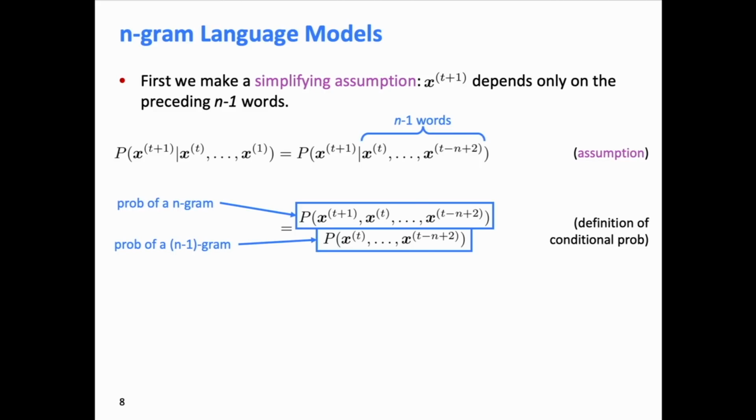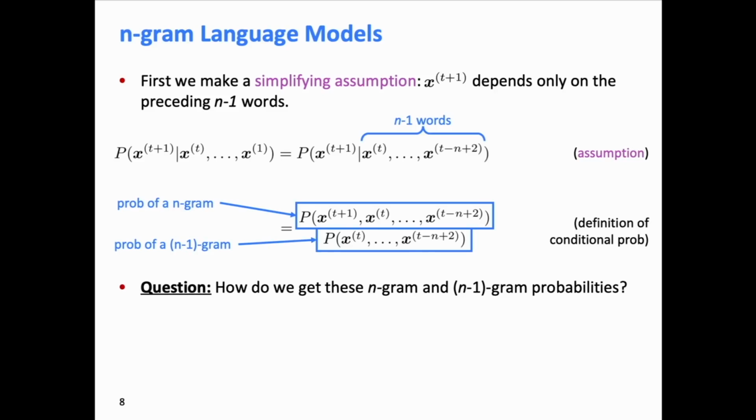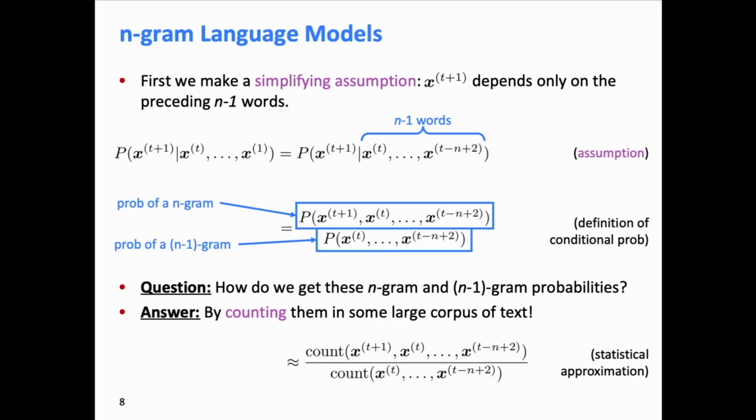Okay, so that's the definition of the probability of the next word, but the question remains, how do we get all of these n-gram and n minus 1 gram probabilities? The answer is we're going to get them by counting them in some large corpus of text. We're going to approximate these probabilities just by the count of the number of times that these particular n-grams and n minus 1 grams appeared in our training corpus.